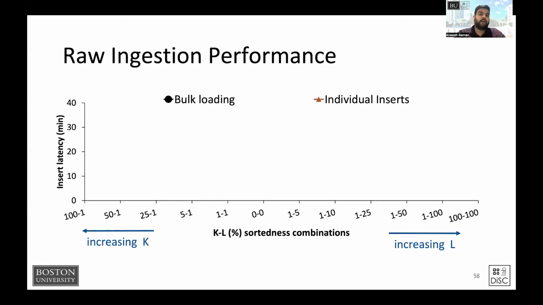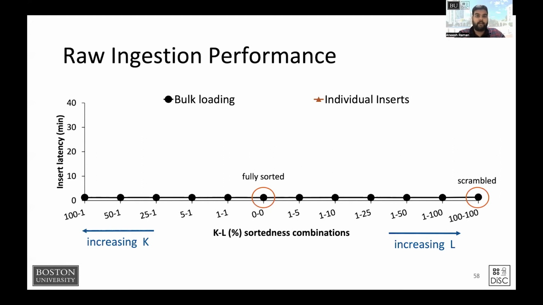First, let us look at the raw ingestion performance. Here, we plot the insert latency on the y-axis, and on the x-axis, we try out different KL sortedness combinations as percentage of the total data size. To simplify, the first half of the x-axis shows increasing K, whereas the next half of the x-axis shows increasing L. We also have the two extremes of data sortedness on the x-axis, which is fully sorted as well as the scrambled 100-100 dataset.